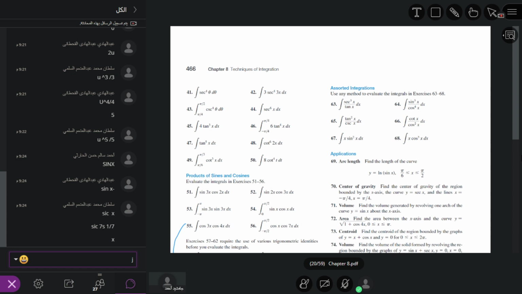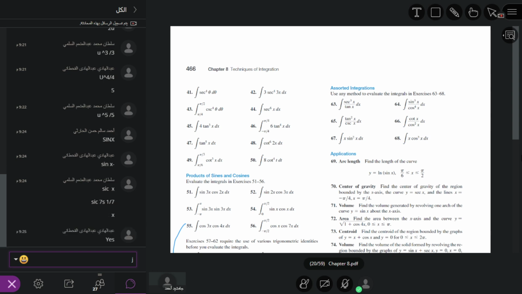Now it is positive, not negative. It is positive. Abdul Hadi, it is positive, not negative. So half sine x plus 1 over 14, because 7 times 2 is 14, sine 7x. So this is the exercise of this.